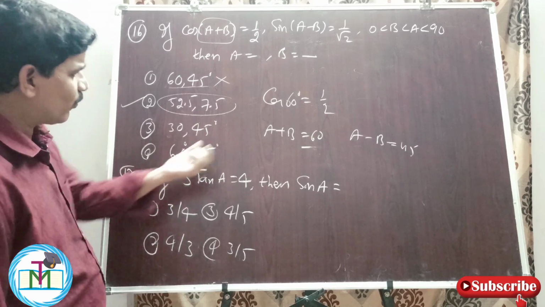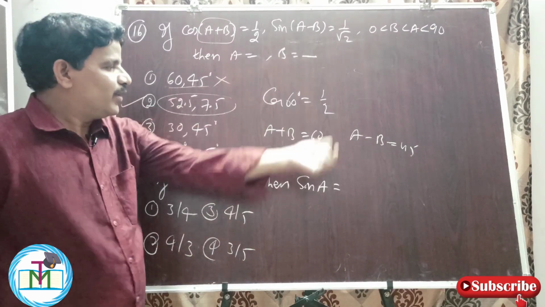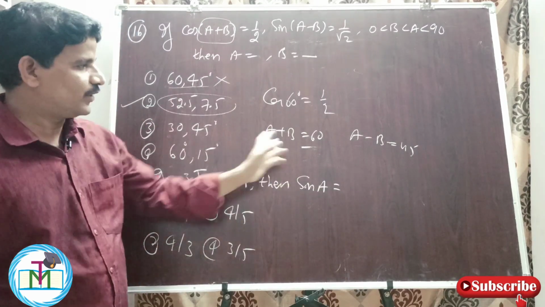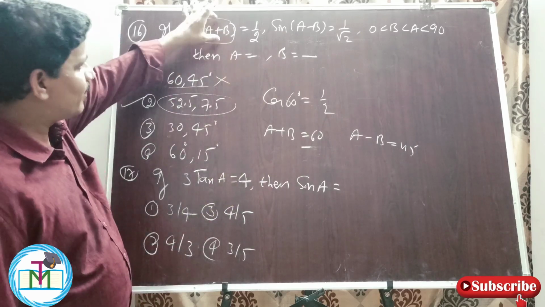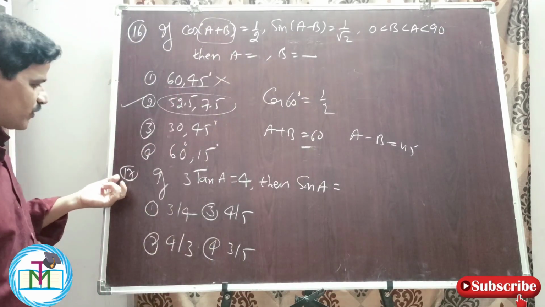45. But what about a plus b? A plus b is 60. So for a minus b you are getting 45, but what about a plus b? It becomes 75. That you have to check. So in 95% of the cases, a plus b is enough to check our answer, or else we will use the second one also. Now question number 17.